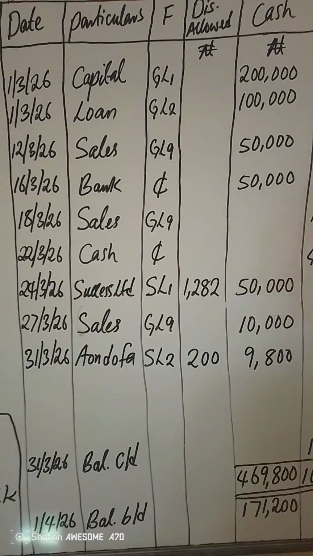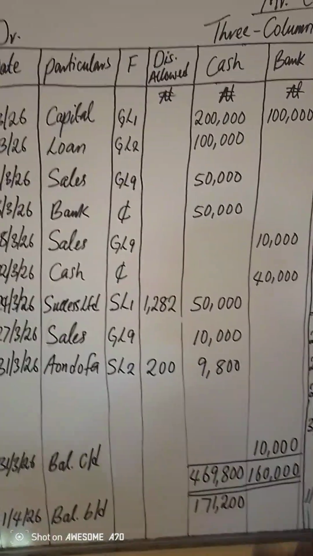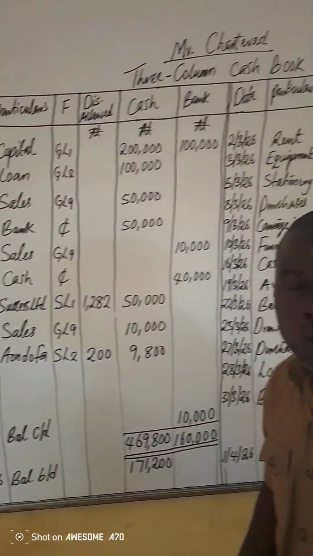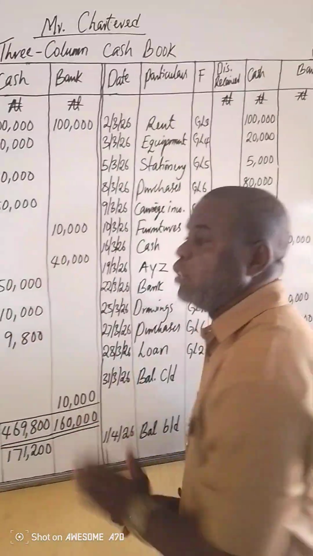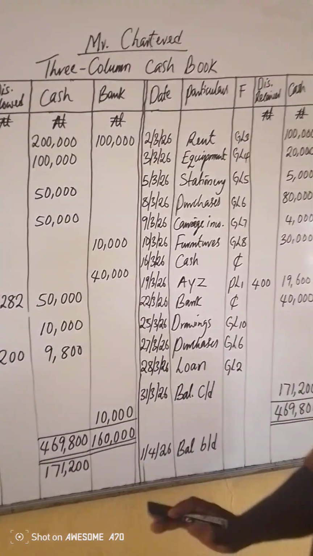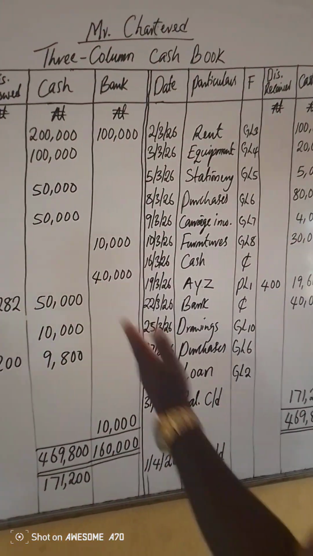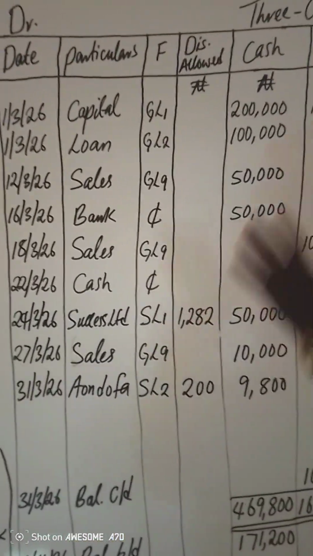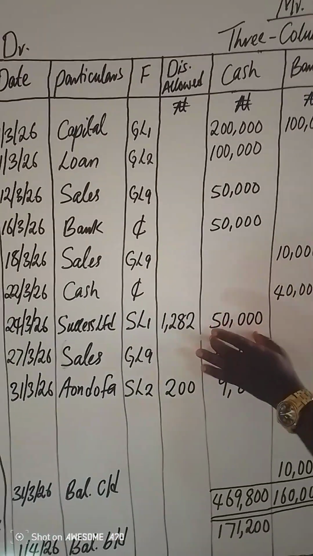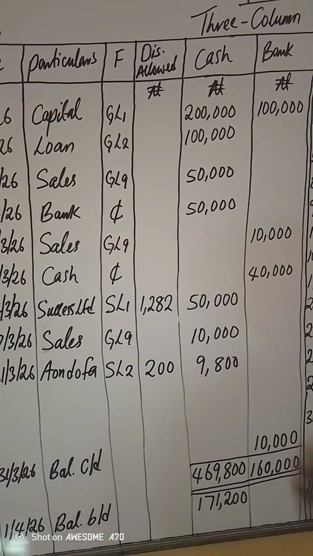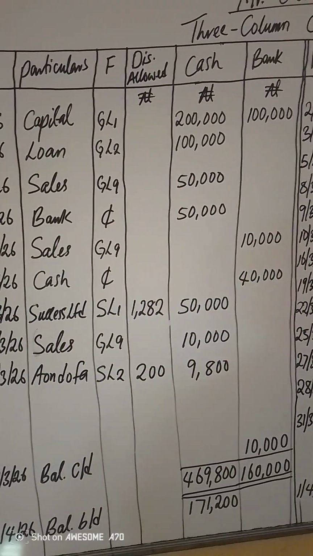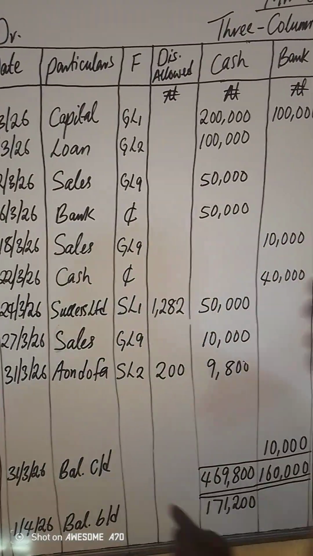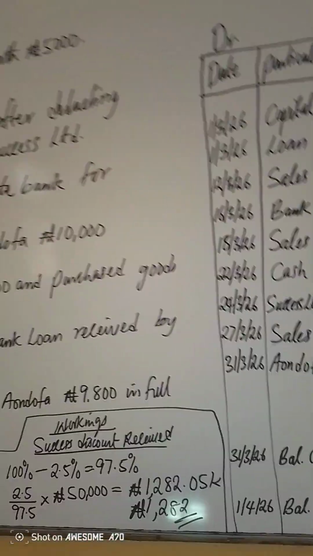I'm still emphasizing, in another video, I will take time and explain folio so that you don't have any issue following it all, because most learners don't know how to use folio in accounting. Therefore, SL1, the discount is 1,282 and then the cash received is 50,000. In this case, you don't deduct because the discount has been taken away before the business received 50,000. Let's continue.